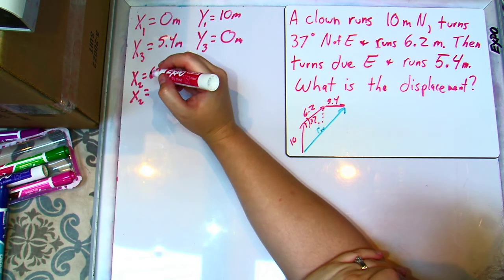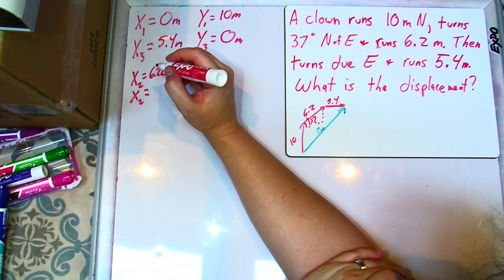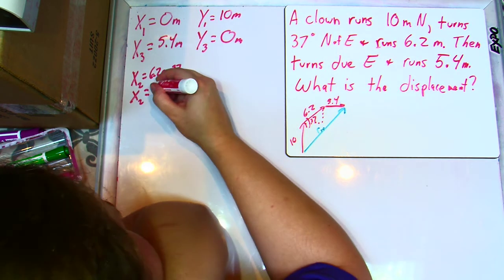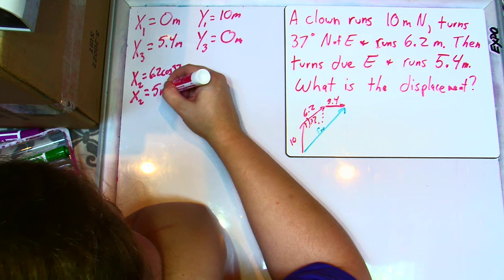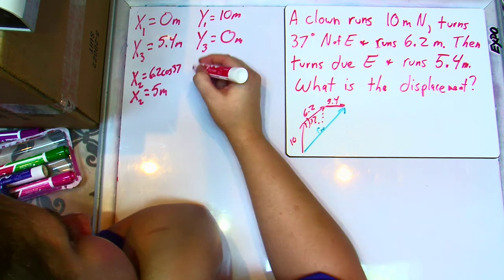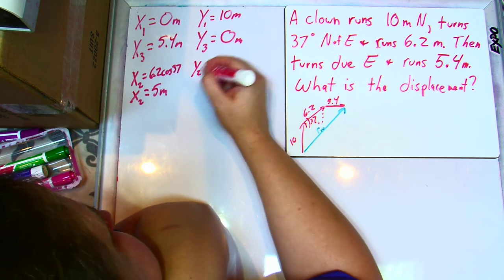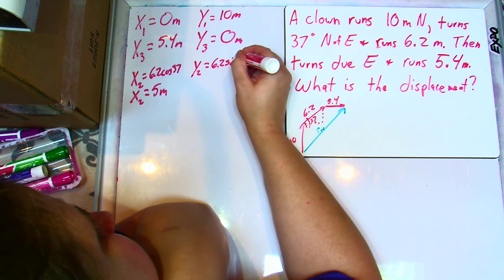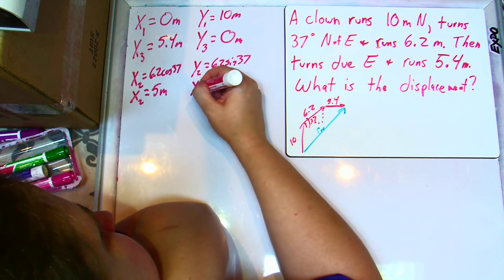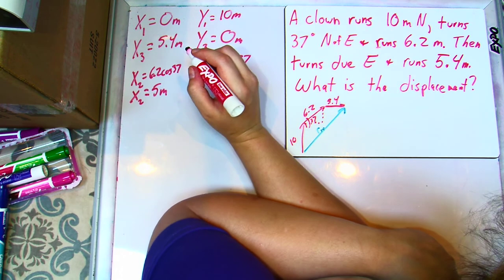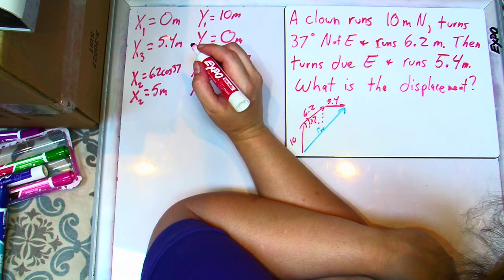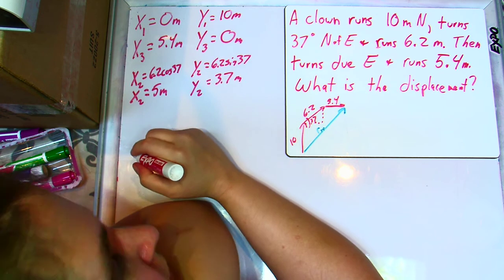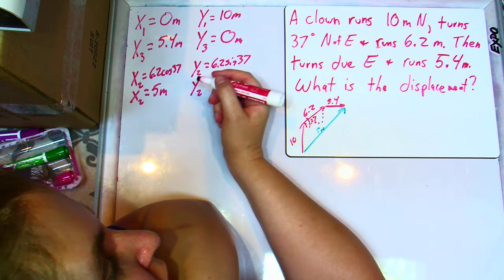And for that one, we get, there it is. We get 5 meters. And then for the y, it would be 6.2 sine of 37. And that would give us 3.7 meters. All right, now we have to find our x total and our y total.